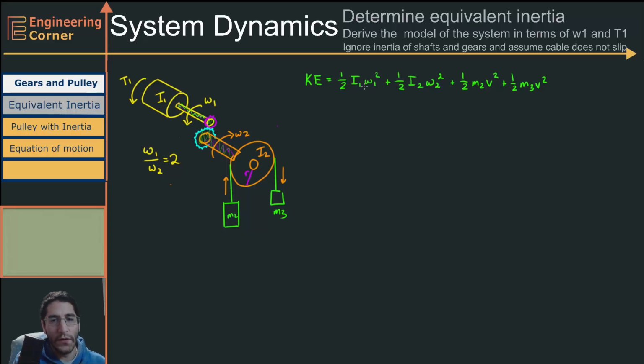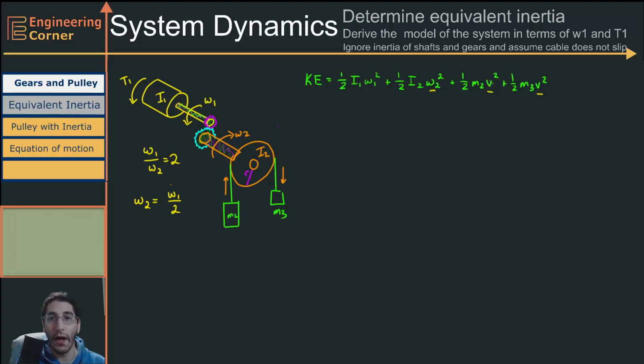Now, what we need to do is we need to combine these terms. We need to get rid of our omega, and we need to get rid of these v's. So if we use our gear ratio right here, what we want to do is write this in terms of omega 1. So we want to substitute out this omega 2. So omega 2 is going to be equal to omega 1 over 2. So we'll be able to put that into this equation.